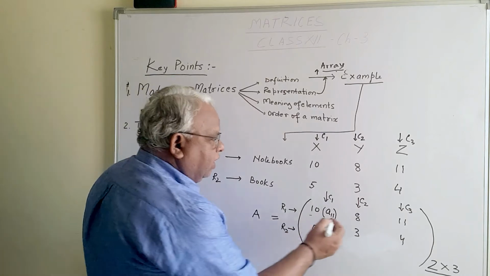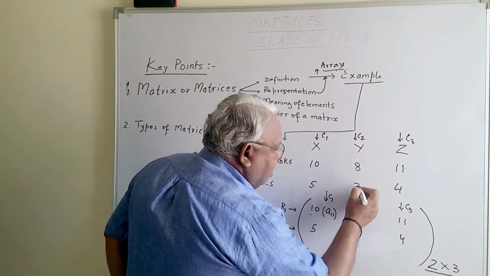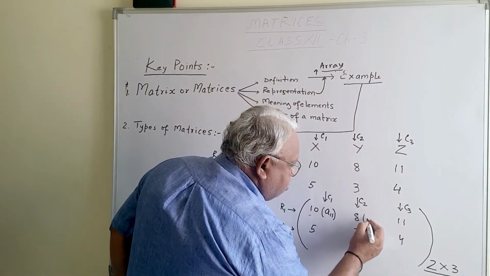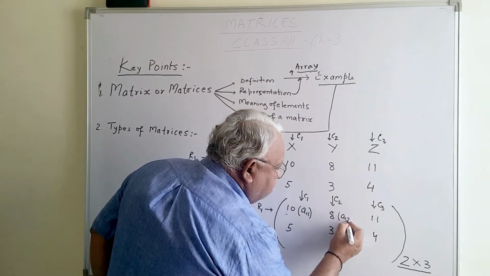Similarly, we move on to the second. This is first row and second column. So the location of this is A12.